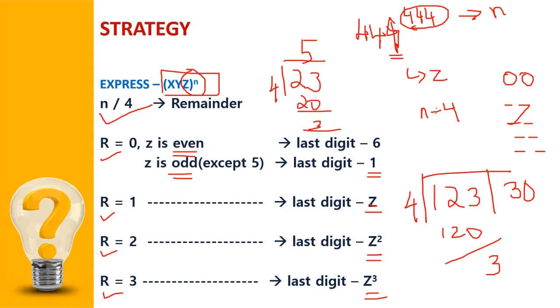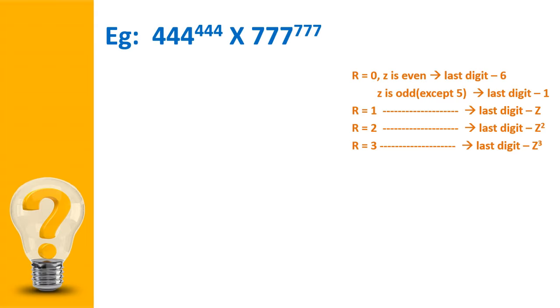Let's get into the example and try solving the same. So here we have the same example, 444 raised to 444. By now I believe you must be able to solve. So the value of n is the last 2 digits of the number in the power, so just 44. 44 divided by 4, of course my remainder will be 0. So if my remainder is 0, I look out for whether it is even indeed. So the last digit of this will be 6.